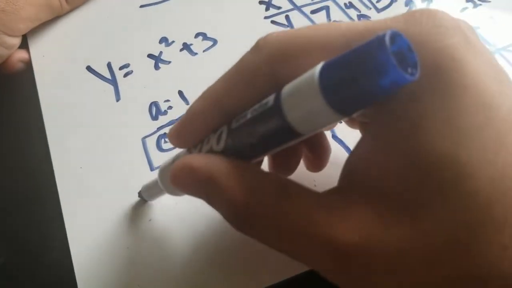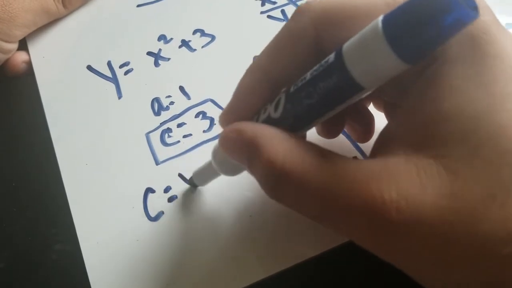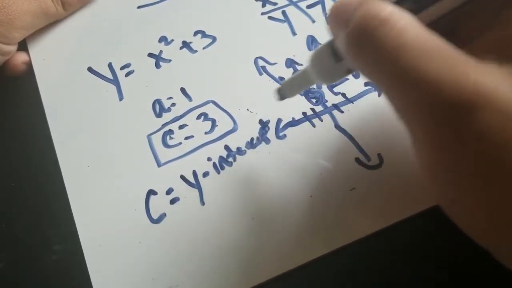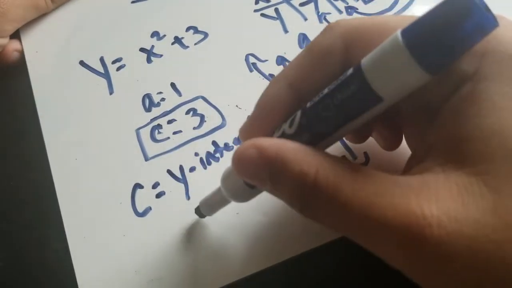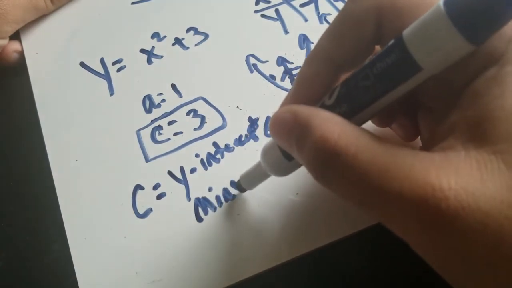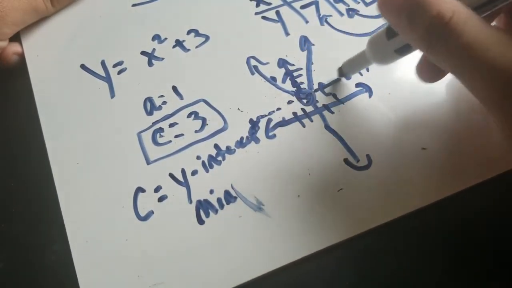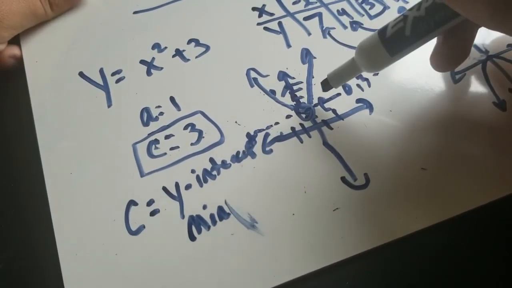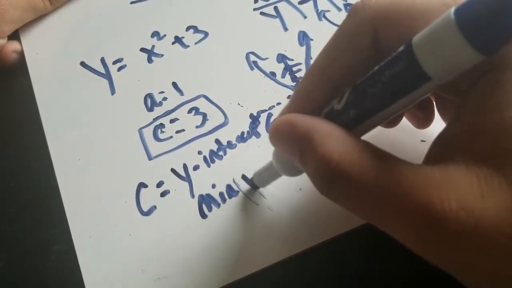So c is going to be two things in this situation: the y-intercept, and what we call the min or max value. Now, what is a min or max value? Well, this is the lowest it goes. So how low is the y value here? It happens to be 3. So this is the min value.